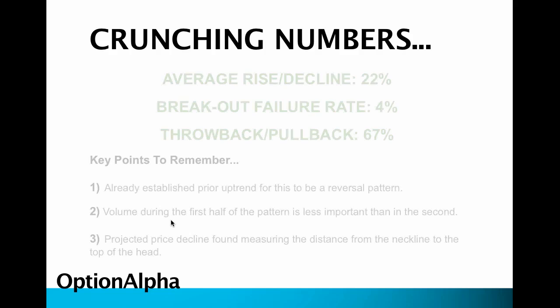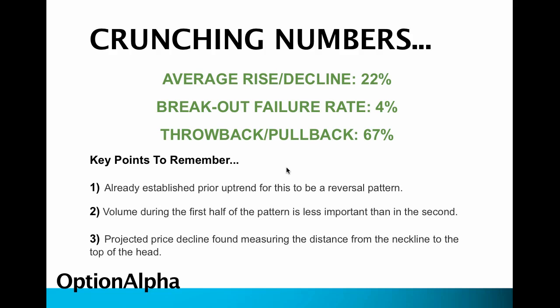So as we get into crunching the numbers, as we always do here, the average rise or decline is about 22%, and this should be a negative. It's negative 22% after the breakout. So on average, these head and shoulder tops after a successful breakout will yield about a 22% fall. The breakout failure rate is very, very small at 4%.